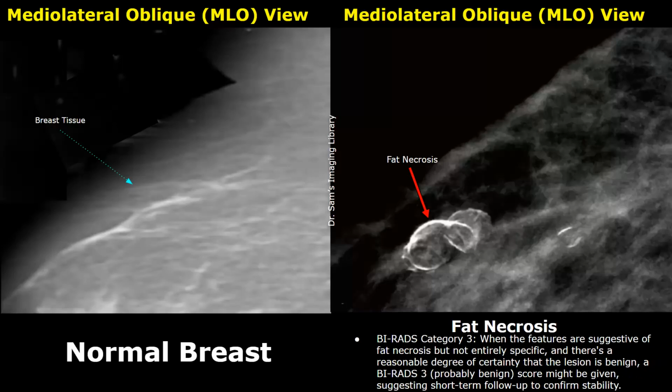Some lesions may be graded as BI-RADS 3. In such cases, a short-term follow-up is required to confirm stability and monitor the size of the lesion.